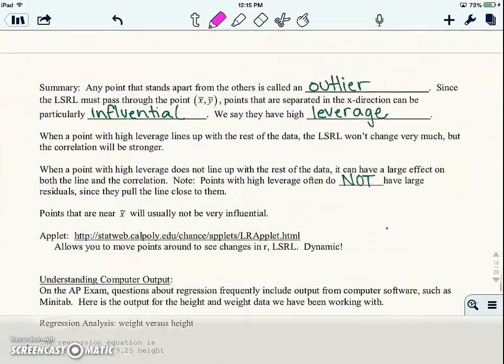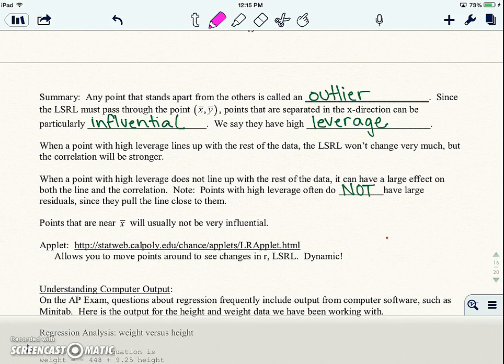And then in summary, any point that stands apart from the others is called an outlier, like that lower pink point I just showed you. Since the least squares regression line must pass through the point x bar, y bar, points that are separated in the x direction can be particularly influential. We say they have high leverage. We will play with that in class.